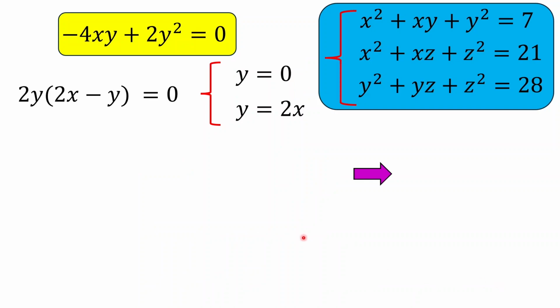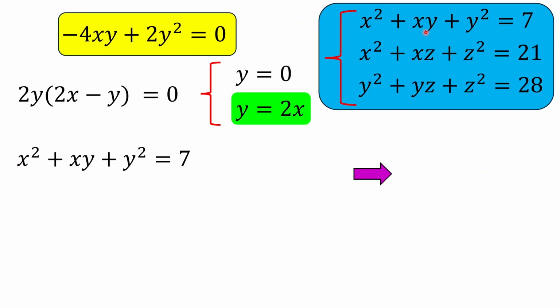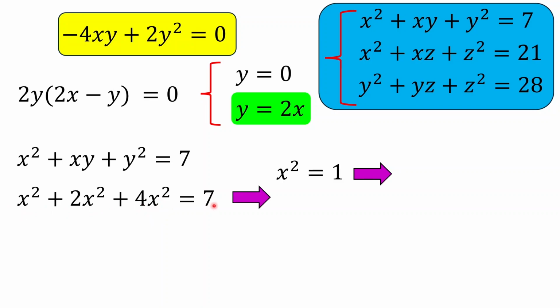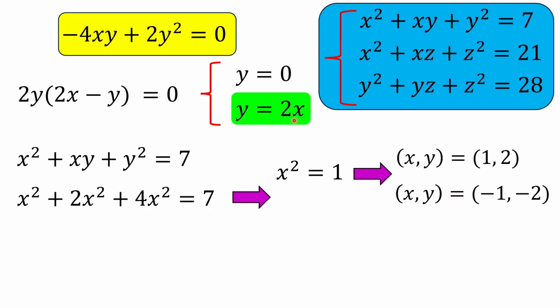Okay, now the second scenario is if y is equal to 2x. So in that case, we take the first equation, we replace y equal to 2x. Obviously, here will be 2x multiplied by x², x². This is 4x². This is totally 7x² equal to 7. So x² will be 1. Okay. So if x² is equal to 1, that means x is either 1 or minus 1. But because we know that y is 2x, so either we have x, y is 1 and 2, or x, y is minus 1 and minus 2.